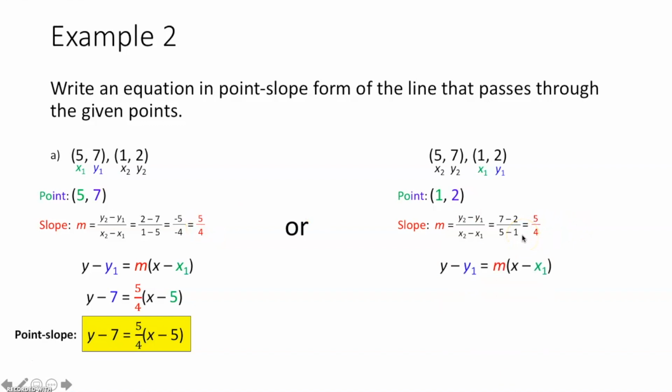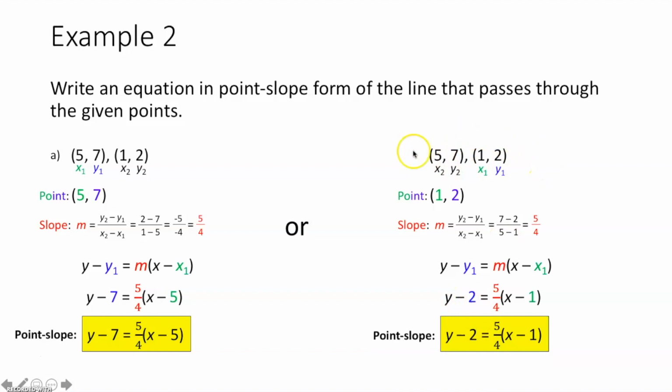Next, I plug my point and my slope into point slope form. So 1 is going to go in for x sub 1, 2 is going to go in for y sub 1, and 5/4 is going to go in for my slope m. Are there any negatives here that we need to simplify? No, so this is the point slope form of the equation of the line that passes through these 2 points.